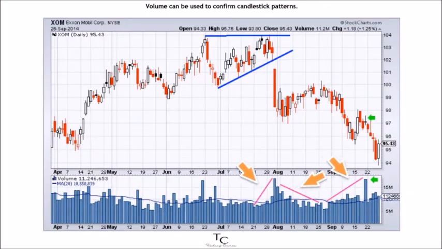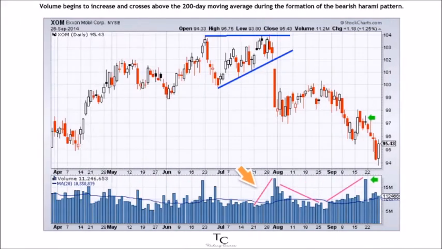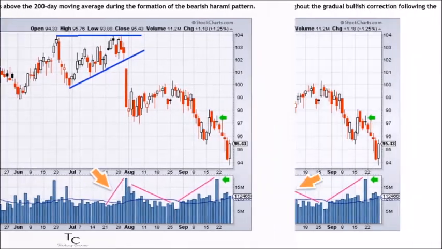Volume can be used to confirm candlestick patterns. The following chart is the same XOM chart shown previously. The only difference is that volume has now been added below the price chart. Volume begins to increase and crosses above its moving average during the formation of the bearish harami pattern.